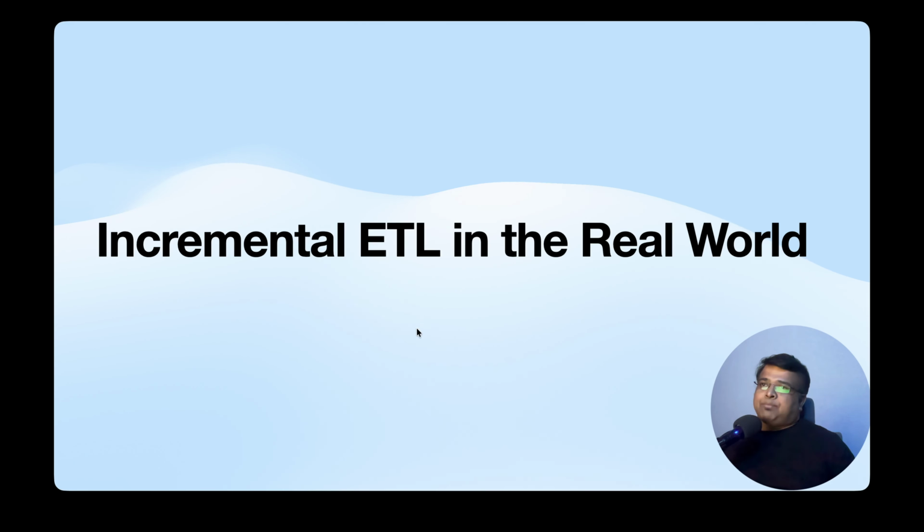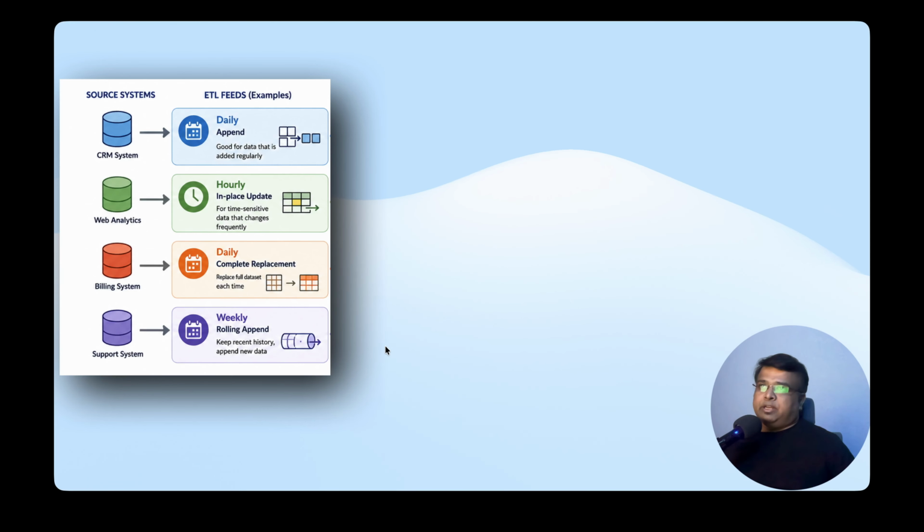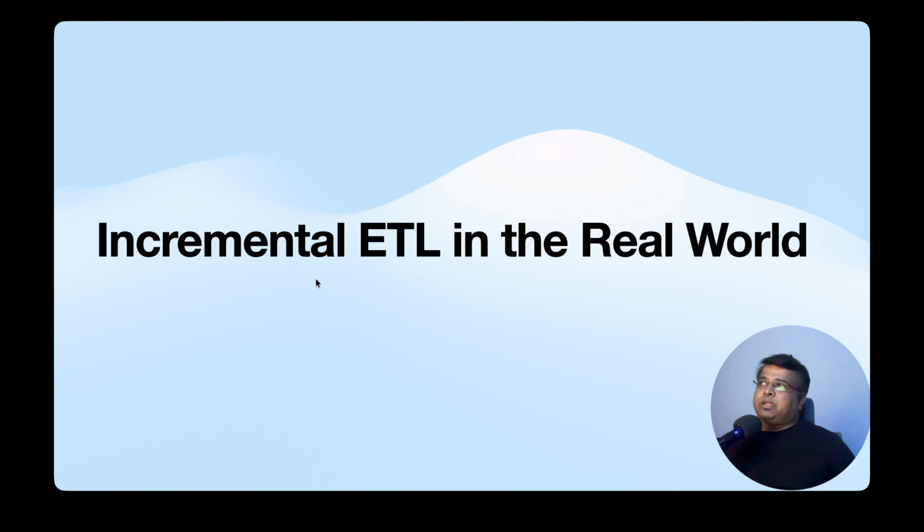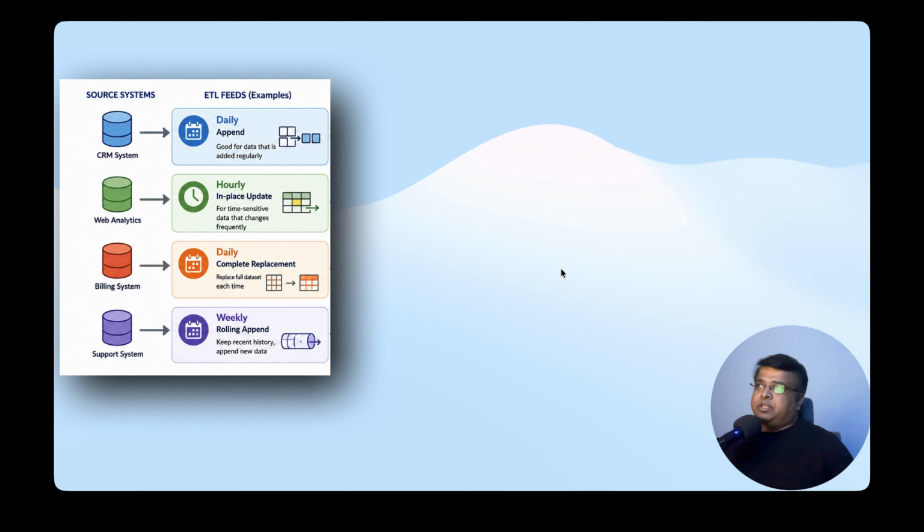Now, let us wrap our discussion on incremental ETL by looking at how all these different approaches come together in the real world, kind of like a mix and match system. So at a high level, most ETL pipelines look pretty similar. Data moves from some source system into a data warehouse, and we keep repeating that process regularly so the warehouse stays updated. But once you look under the hood, things get a little more interesting.